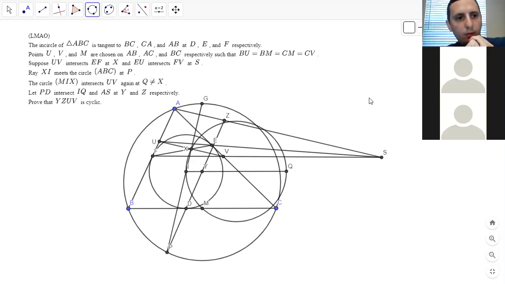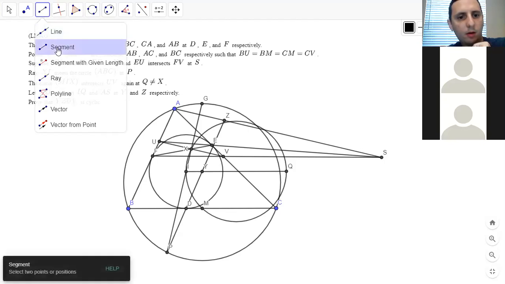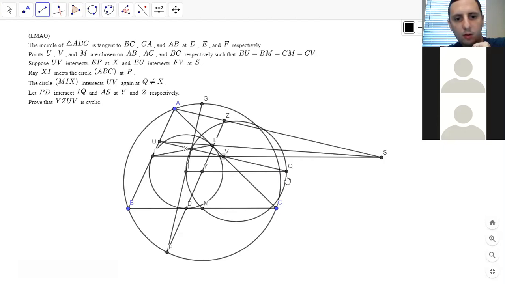So what is Y? We draw VQ. Yep. Oh, that's right. Yeah, we need to draw it. It was the definition. Y, what is Y again? PD intersects IQ at Y.